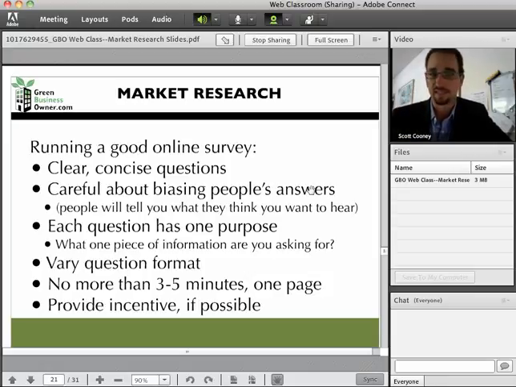Keeping in mind that concise thing, each question has one purpose. What one piece of information are you looking to get in that question? You want to vary up the question format so that some of them are, what do you think of this? The others are, rate your level of that. How much would you XYZ? Keep it simple, 3 to 5 minutes, one page, and you will maximize your chance of conversion.